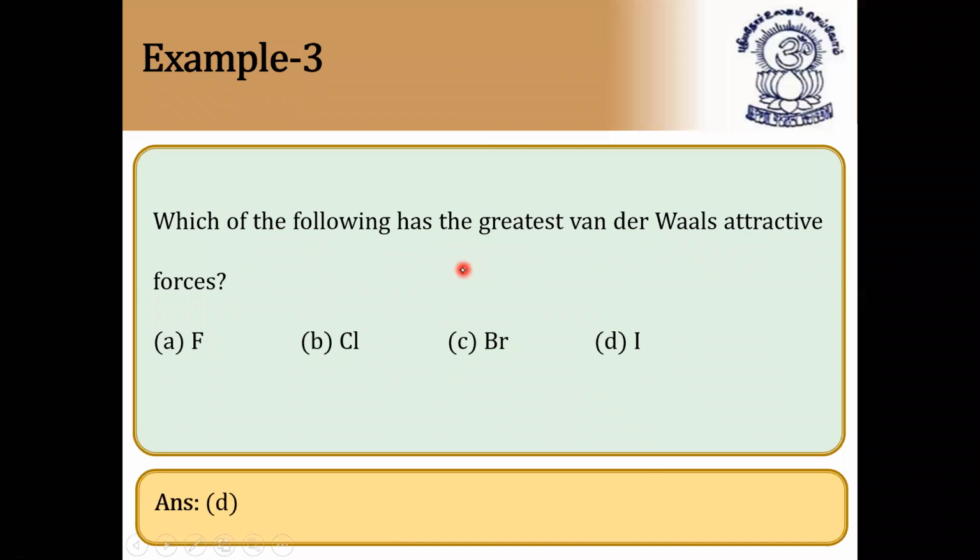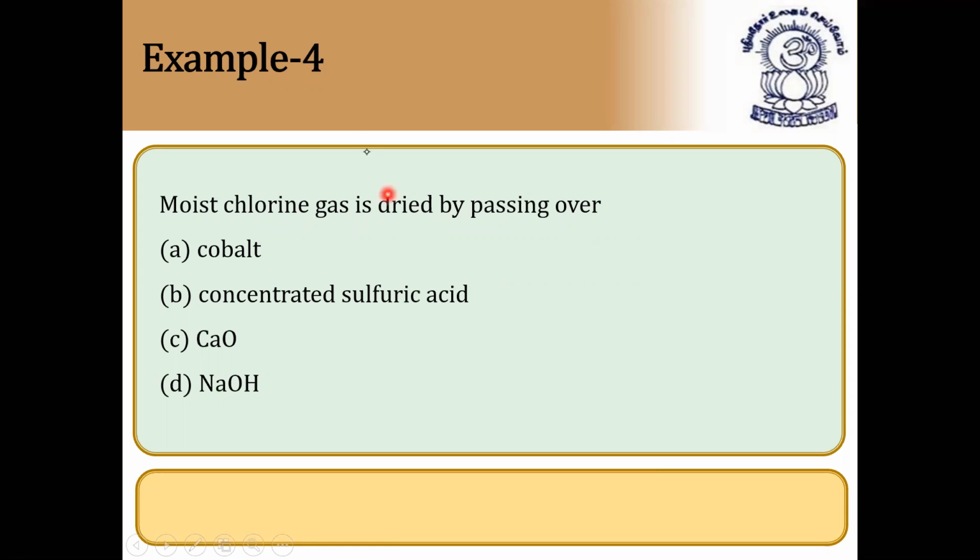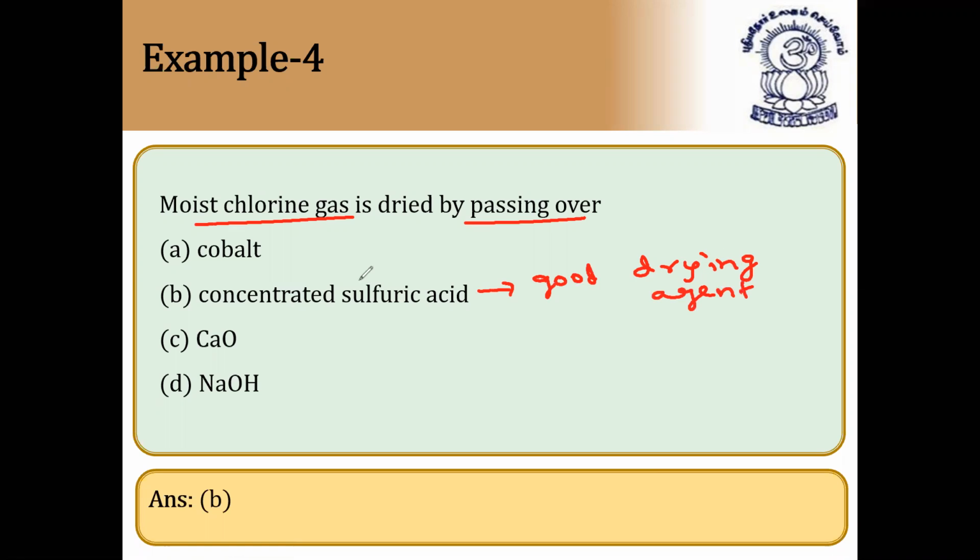Next question. Like these simple questions you may expect for the competitive exams. Most moist chlorine gas is dried by passing over. So how can we dry moist chlorine gas? Let us see now. It is concentrated sulfuric acid. Already we know concentrated sulfuric acid is a good drying agent. It is also used as drying agent in organic chemistry because it can pull the water. So that's why concentrated H2SO4, that is sulfuric acid, is the answer. Calcium oxide, sodium hydroxide, cobalt, all these are not correct. I hope it is clear.